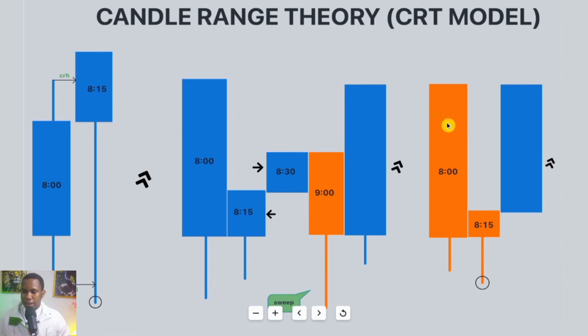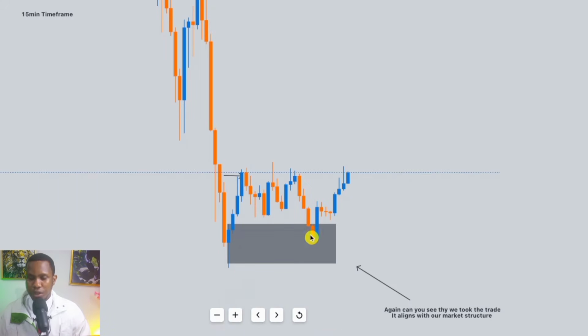Look at this one, 8 o'clock, 8:15, we swept it. 8:30, we ran to the next draw on liquidity. Again, this is our trade that we took. It aligns with our 15 minutes market structure. Can you see we had our break? This is an order block level. Combining it to improve your win rate, I'll talk about this in our next video.